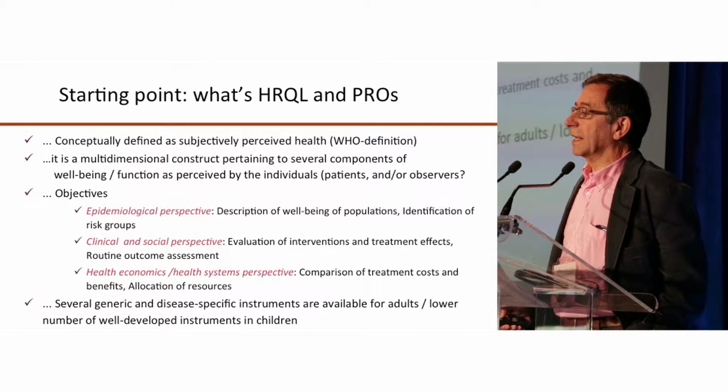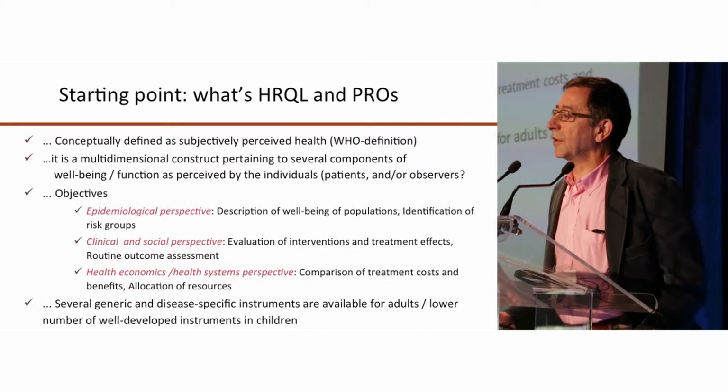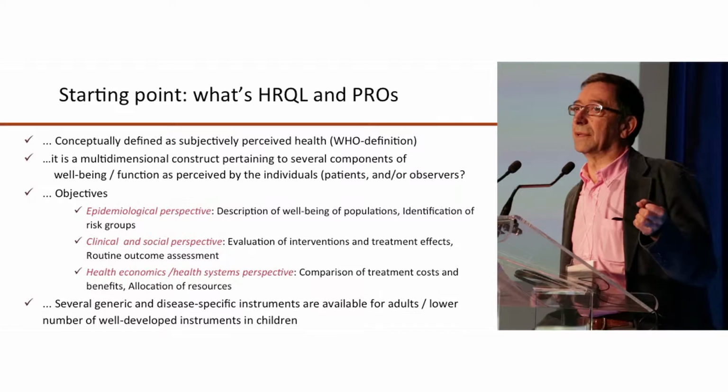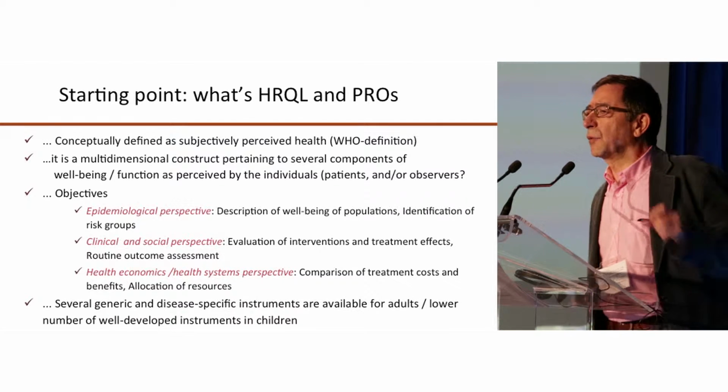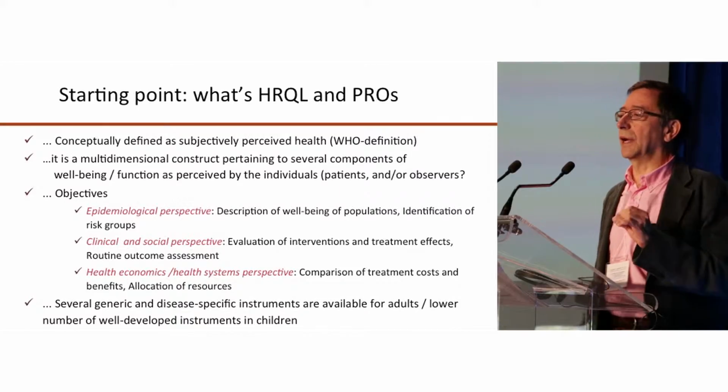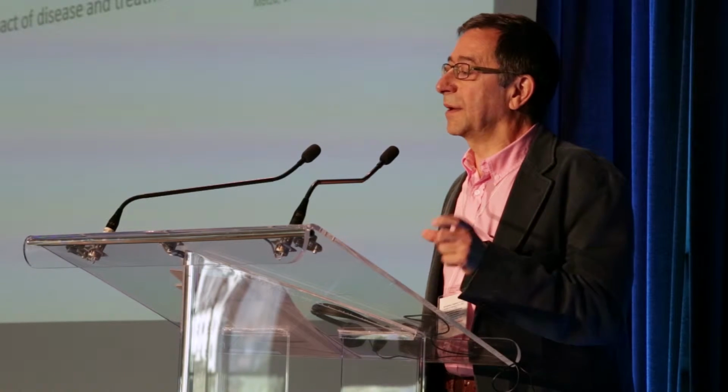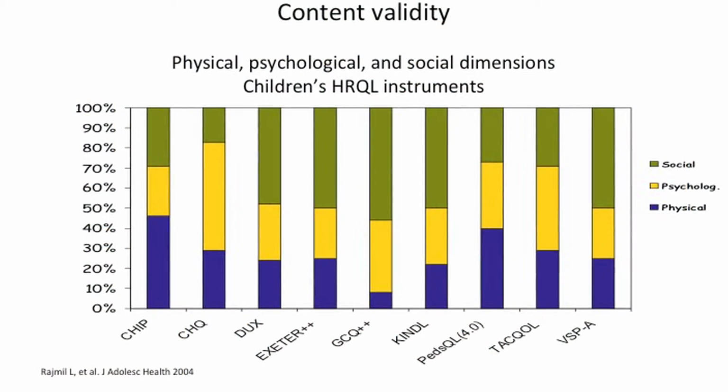Well, there are several generic and disease-specific instruments available for adults and a lower number of instruments for children. And one aspect that I would like to tell you is that the assessment in the pediatric area, different from the adult area, should include several aspects such as family functioning, relationship with peers, and community factors. All these factors contribute to health-related quality of life and mediate the impact of disease and treatment on child health.